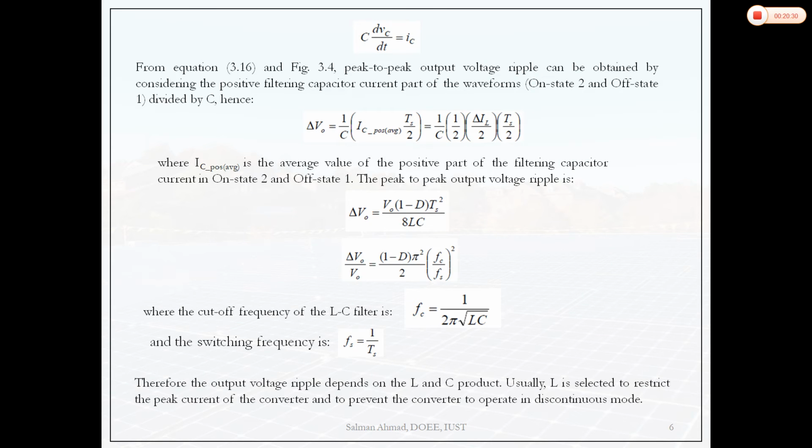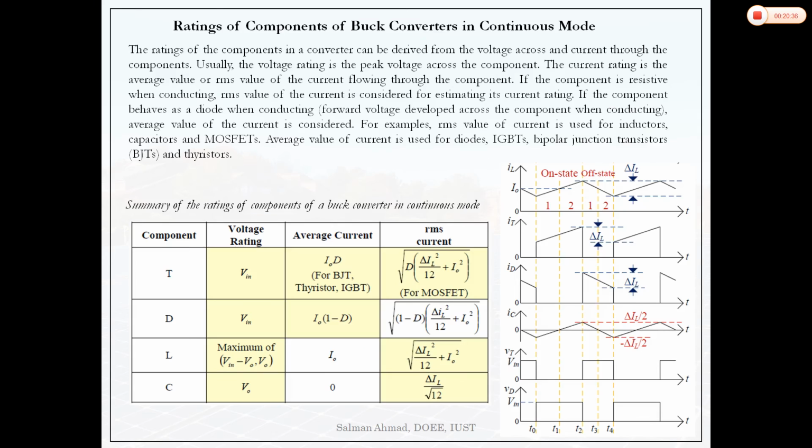Again, what is the peak to peak ripple in the output voltage? That we can calculate from the capacitor, because the capacitor is connected in parallel with the load. So this peak to peak voltage ripple we can find from here. You can see that this is the charging time, because IC is positive. This is the discharging interval, because IC is negative.